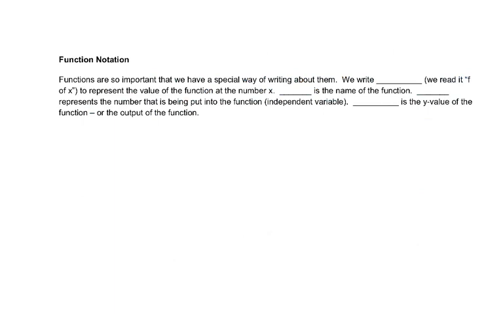So functions can be written in a specific way because they're really important. And we write them like this. And we read that as f of x. So it doesn't mean f times x. Those parentheses are not multiplication. So what this is really saying is that f is the name of the function. X represents the number that's being put into the function, or we also call it the independent variable. And f of x is the value of the output of the function. We can also think of this as being y.